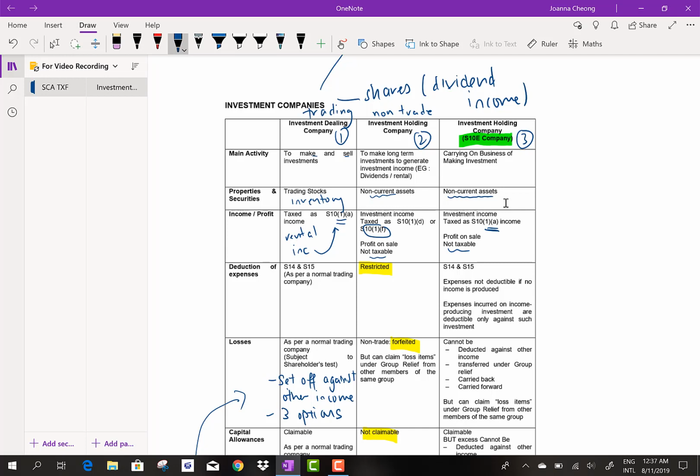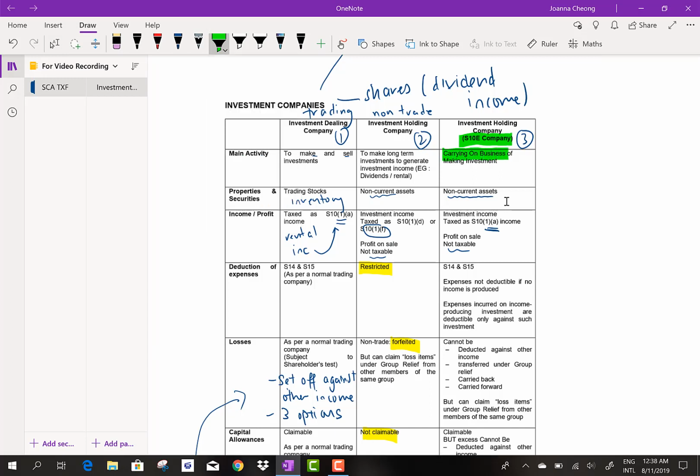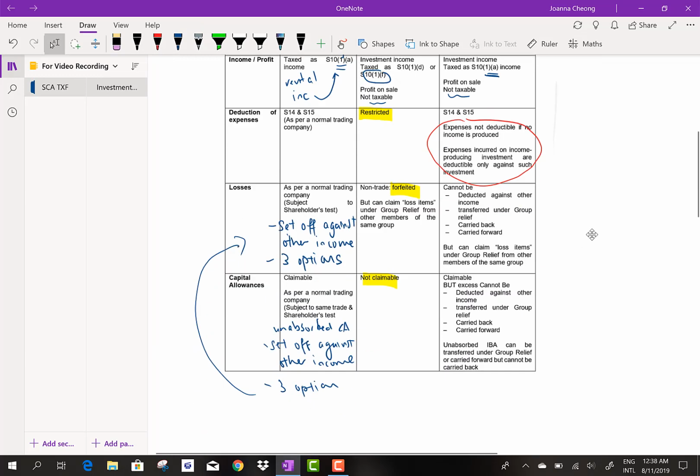So in the exam, how do you know whether the company in the question is an investment holding company? We simply look out for this phrase here. If you see wording like this, the company is carrying on a business of making investment, then it is simply telling us that it is a 10E company. Now, what is the tax treatment? For expenses, you can deduct. However, you have to ensure that the expenses are actually incurred by that particular investment. So what am I trying to say here is this.